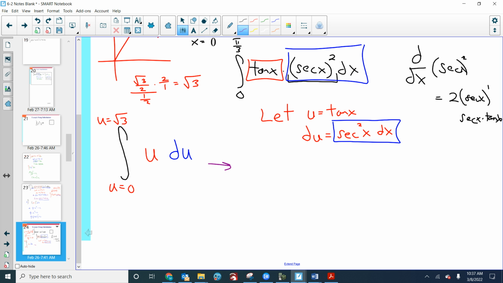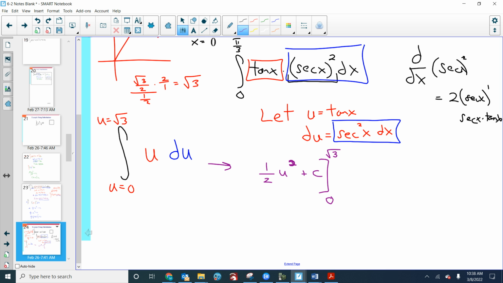1/2 u squared plus c. Plus a constant. But you all see it's 1/2 u squared plus c. Isn't it a power rule? It's with respect to u, so add 1 to the exponent and divide by the new exponent. 1/2 u squared plus a constant, from 0 to radical 3.